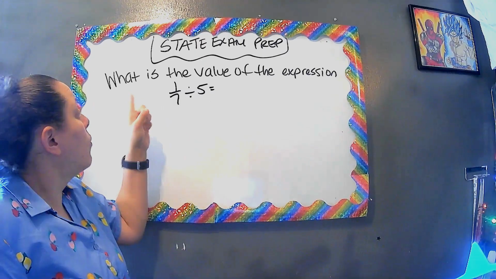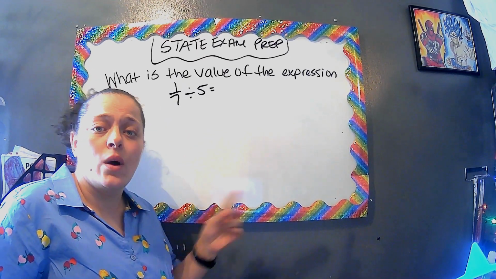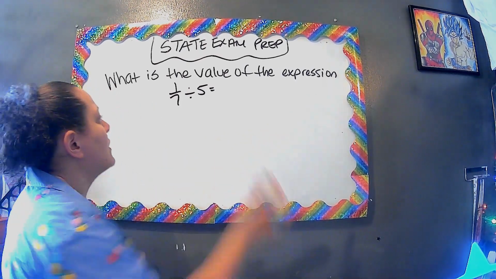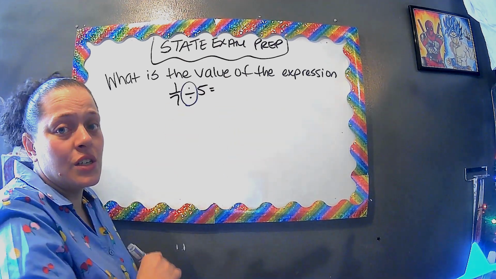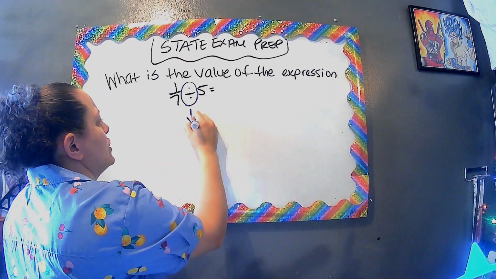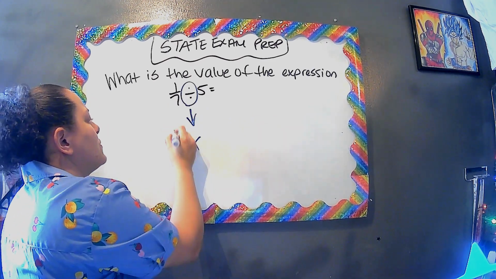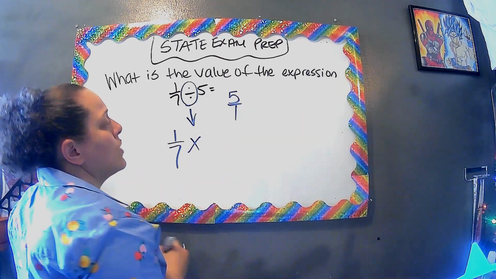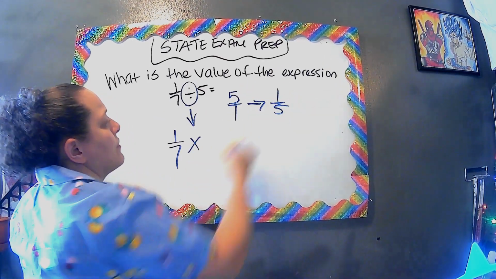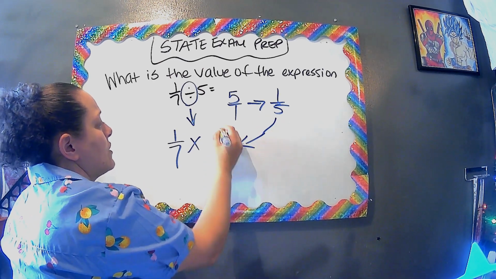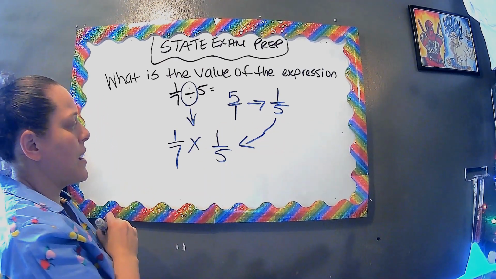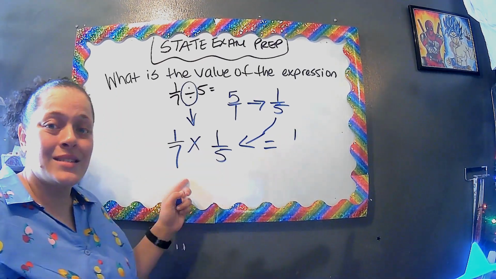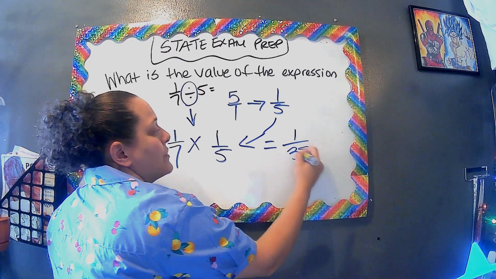You got this. What is the value of the expression 1/7 divided by 5? Well, a few times I've mentioned it, but let's review, right? When you see a fraction and it's division, we can't divide, we have to change this to multiply. We keep this fraction the same. This one now flips. So instead of it being 5 over 1, now we make it 1 over 5. Now when we multiply 1 times 1, it becomes 1, and 7 times 5 becomes 35.